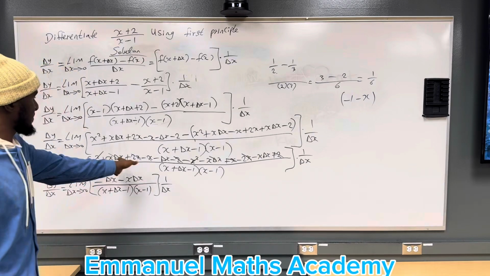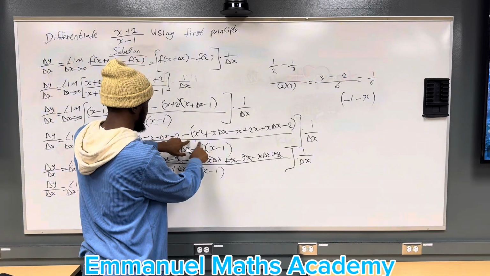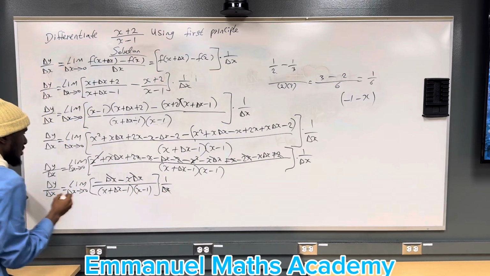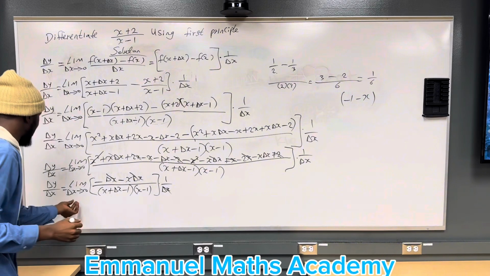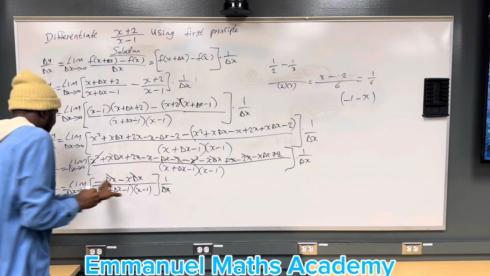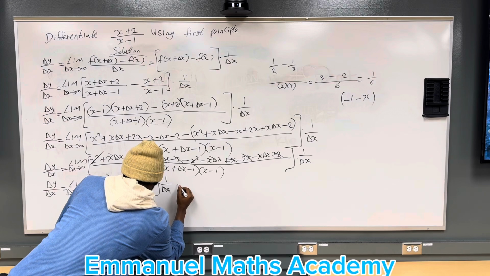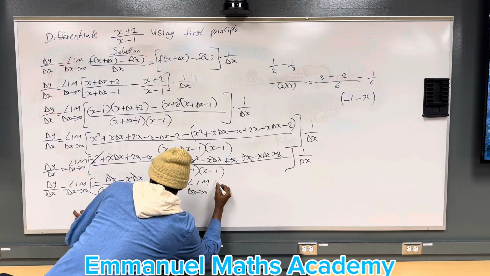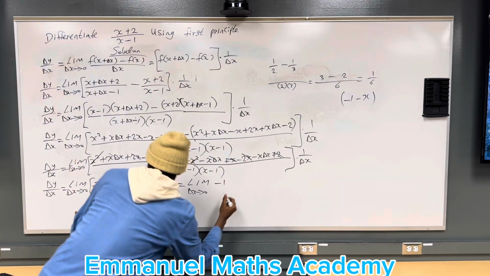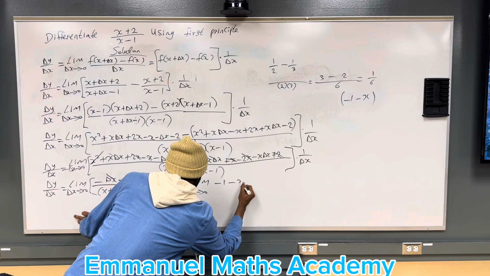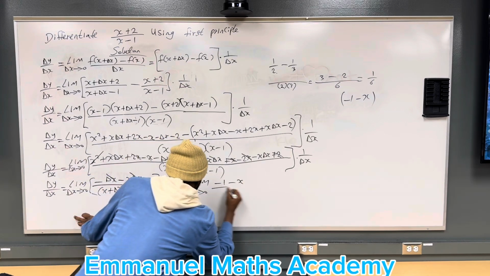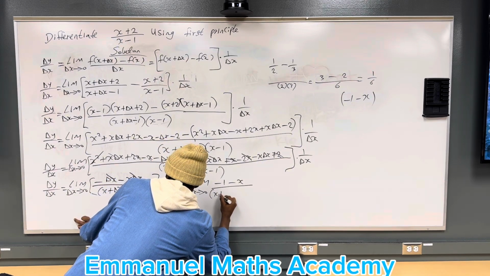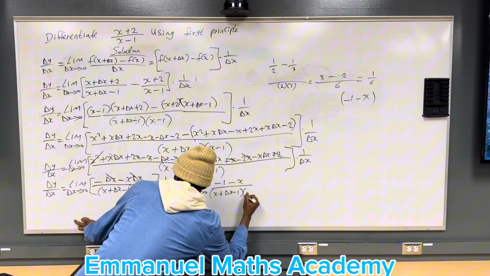Let me make sure I'm correct. Okay, yes, this is correct. So this will cancel this. And also, as delta x tends to 0, but before that, let me write this out first. It is equal to the limit as delta x tends to 0. You have what? Minus 1 minus x over x plus delta x minus 1, x minus 1.